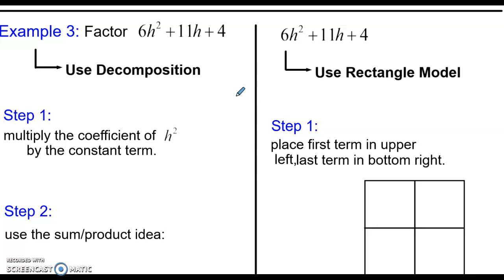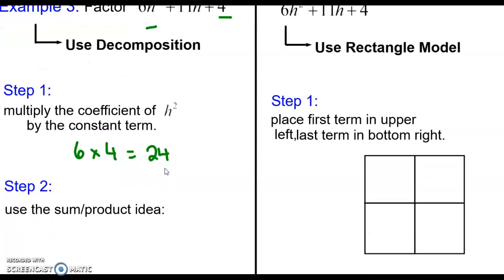So for decomposition, let's look at that one first. The first step will be to multiply the coefficient of the h squared term by the constant term. So we're going to multiply 6 times 4, and that's going to give us 24.